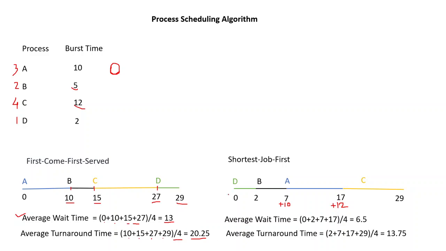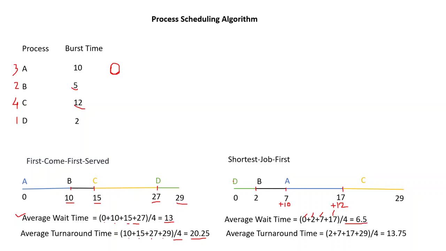Whereas in case of shortest job first, A waited for 7 time units, B waited for 2 time units, D waited for 0 time units, and C waited for 17 time units. So that becomes 6.5 as the average.